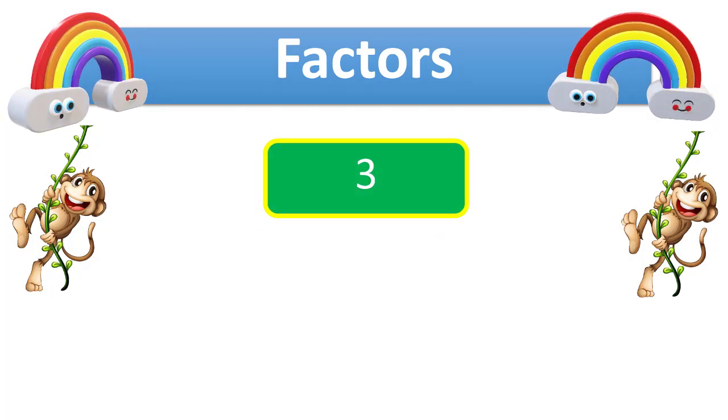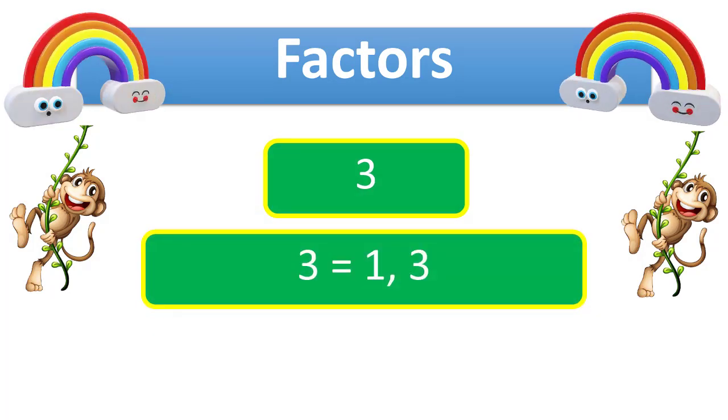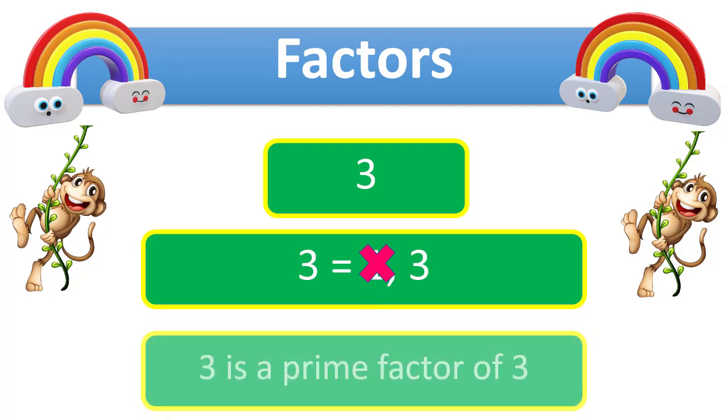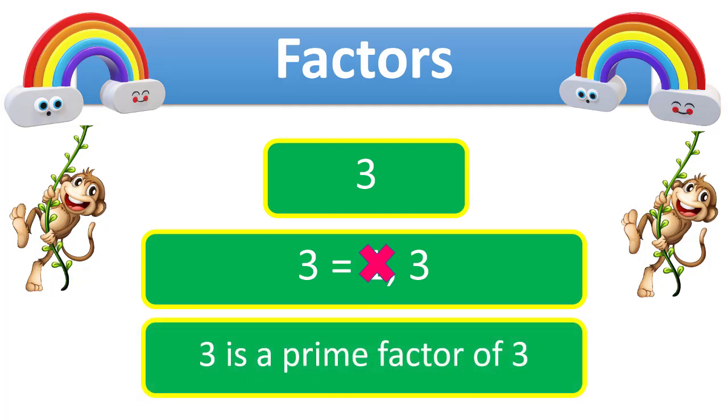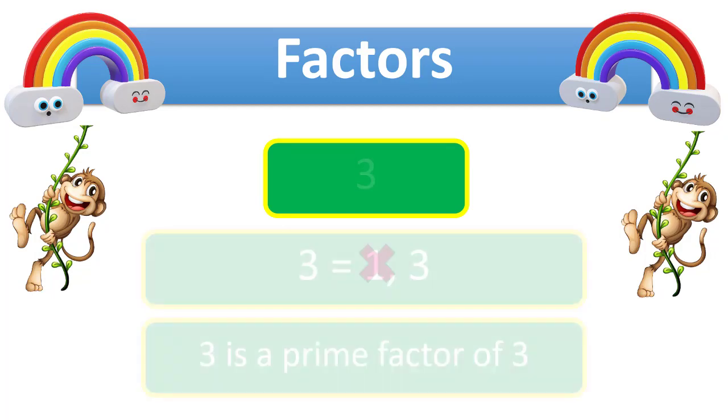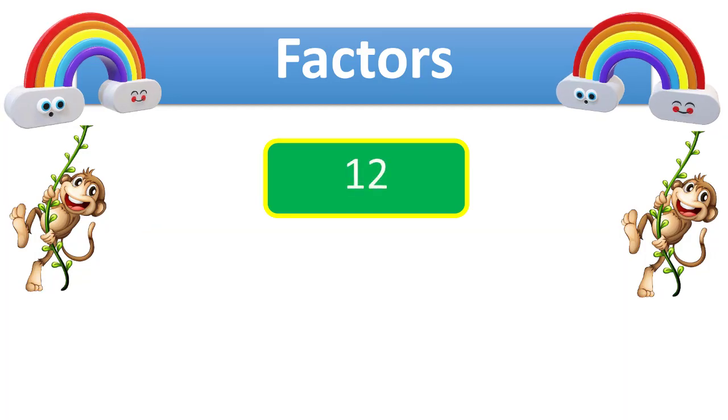Next. Look at number 3. The factors of 3 are 1 and 3. But 3 is a prime factor of 3, right? 1 is not a prime factor. 3 is a prime factor of 3. Again, next. Look at number 12.